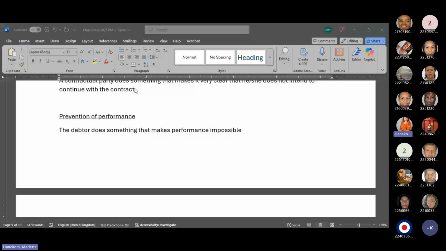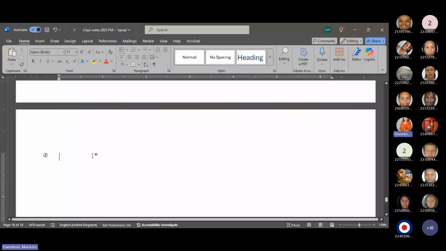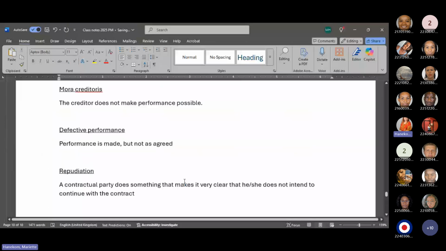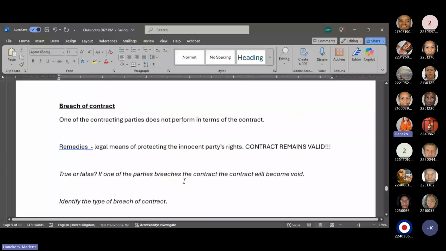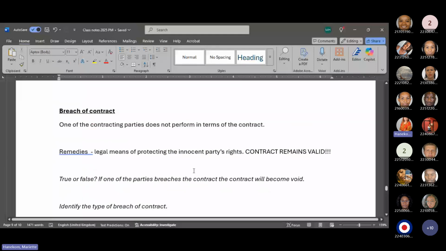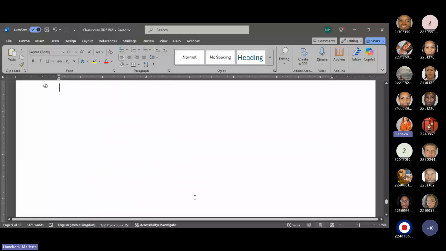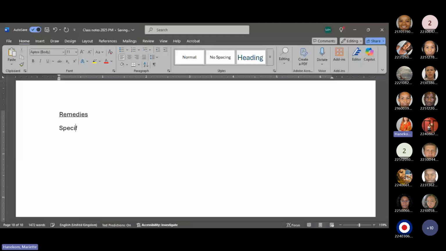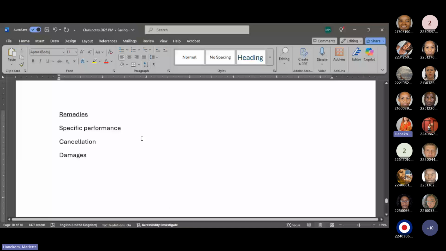Okay, now, if there's breach of contract, the law sets out to protect the innocent party by way of remedies. As we've seen, remedies are the legal means of protecting an innocent party's rights. Now, there are three possible contractual remedies that can be granted, namely specific performance, cancellation, and damages. What is important for you to understand?